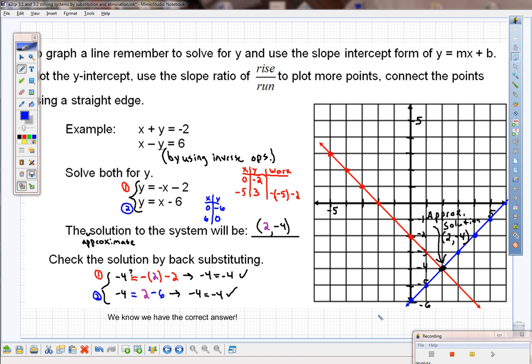We didn't do the graphing example in class. We are going to go back and do that. But it is very important that you know how to solve a system by graphing, and that's just an approximate solution. That's not an exact solution.